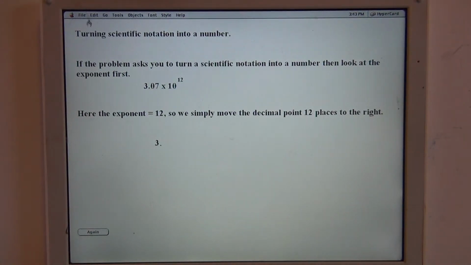Now, this is turning scientific notation into a number. Let's see how we would do this. If the problem asks you to turn a number in scientific notation into a regular number, look at the exponent first. Here, our exponent is 12. So we simply move the decimal point 12 places to the right. Here's our decimal. We have 3 point, and now we're going to move this decimal point 12 places to the right.